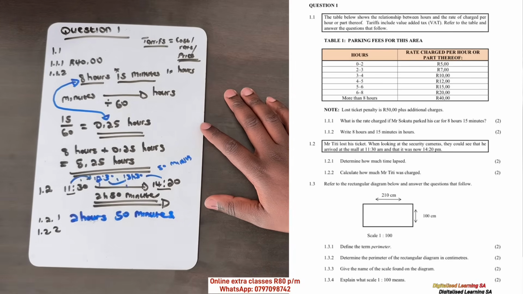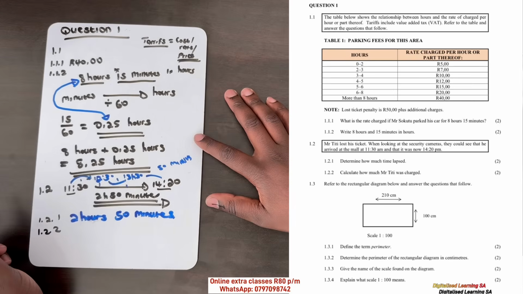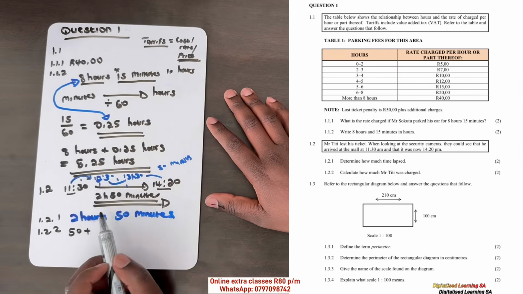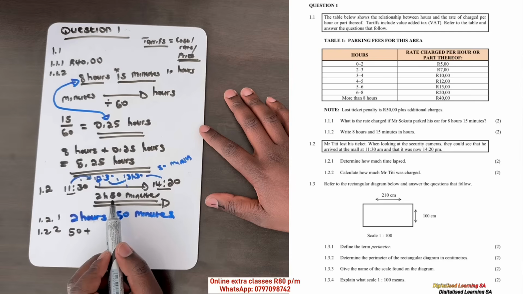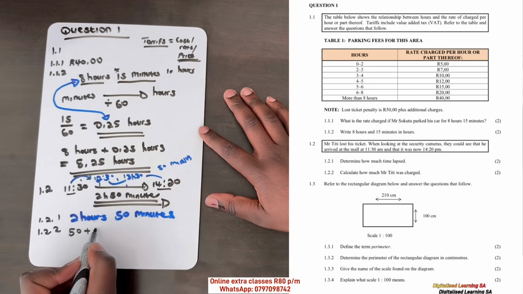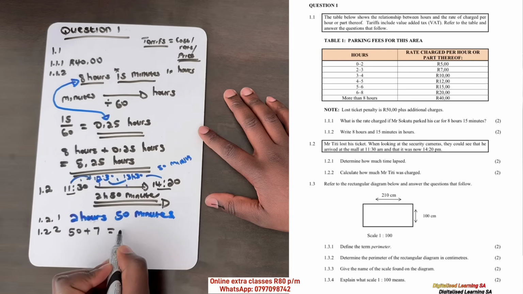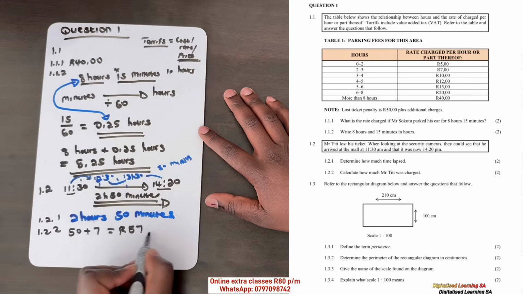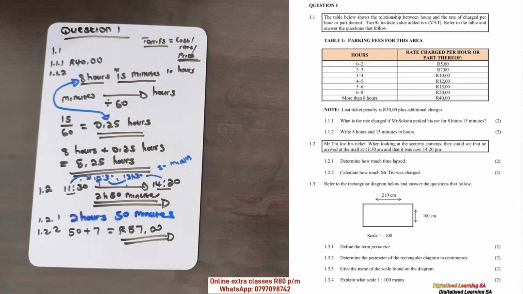Question 1.2.2 says to calculate how much Mr. Titi was charged. Remember, Mr. Titi lost his ticket, so he's going to pay 50 Rand for the lost ticket, and remember that he spent 2 hours and 50 minutes. So that's between 2 to 3 hours, and it's going to be charged 7 Rand for that. So we can easily see that Mr. Titi ended up paying 57 Rand, and that will be our answer.